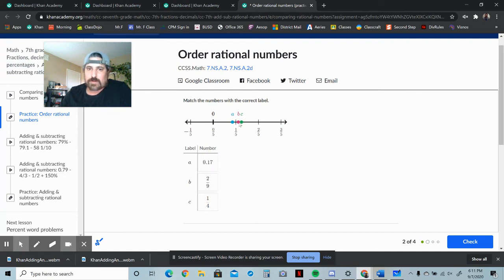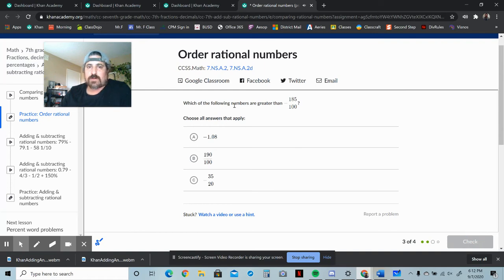And then this one, B, is going to be on the right of that. So it's more than 0.2, but less than C, right? So 2/9 would be 0.2 repeating, right? And then 1/4 is 0.25. So 0.2 repeating is less than 0.25. So it looks like the B would be the 2/9, 0.2 repeating, and then the C would be the 0.25. So this is all good, I think. All right.